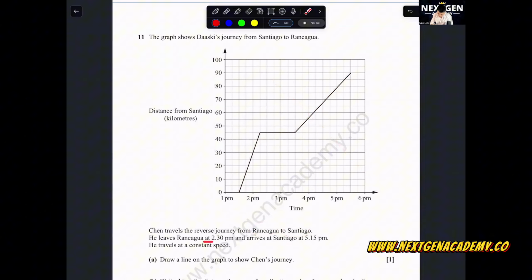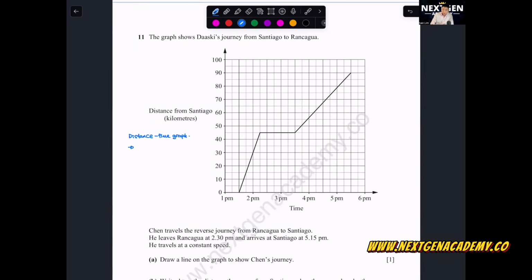He leaves Rancagua at 2:30 p.m. Okay, where's 2:30? Over here. And arrives at Santiago at 5:15 p.m. He travels at a constant speed. What does it mean, a constant speed, and how does it look like on the graph? We first need to understand the definition of this. When we do a distance time graph, what can we find? This is called a distance time graph.